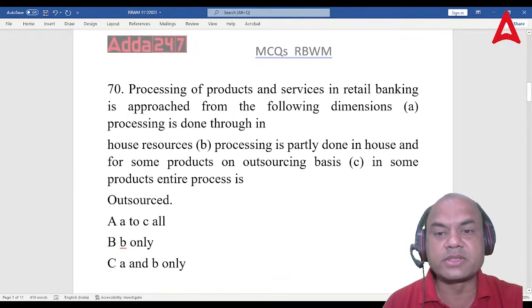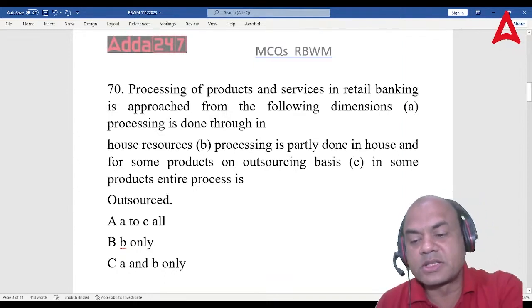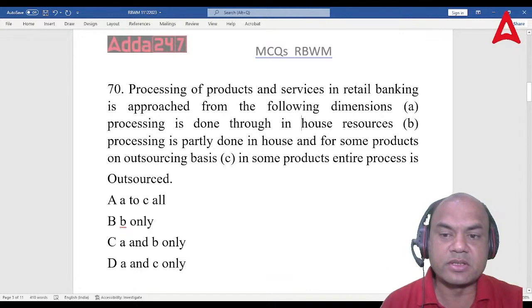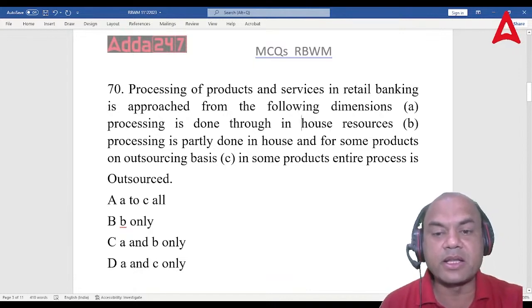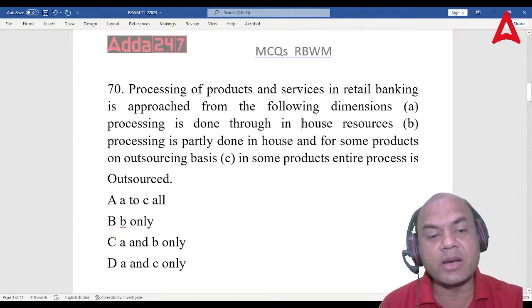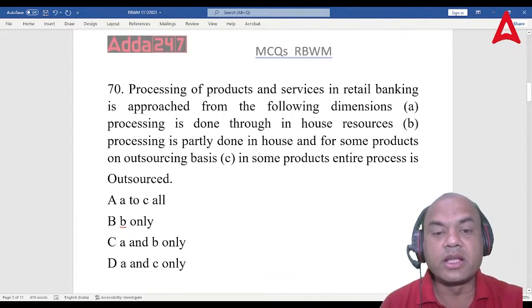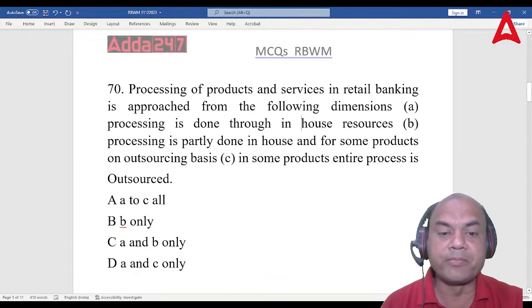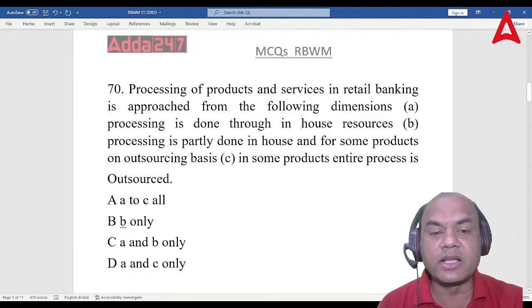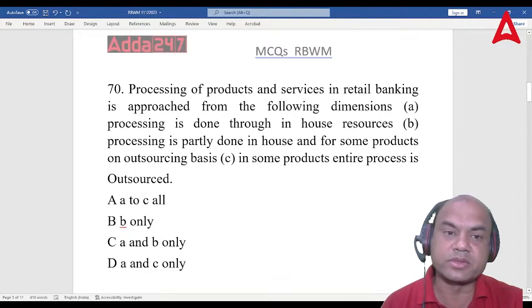Processing of products and services in retail banking is approved from the following dimensions. Number A, processing is done through in-house resources. Number B, processing is partly done in-house and for some products outsourcing. Number C, in some products the entire process is outsourced. Options: A to C all, meaning in-house, then partly and complete outsource; B only, some outsourced, some in-house; A and B only, in-house and some outsourced; and A and C only, so in-house and completely outsourced.